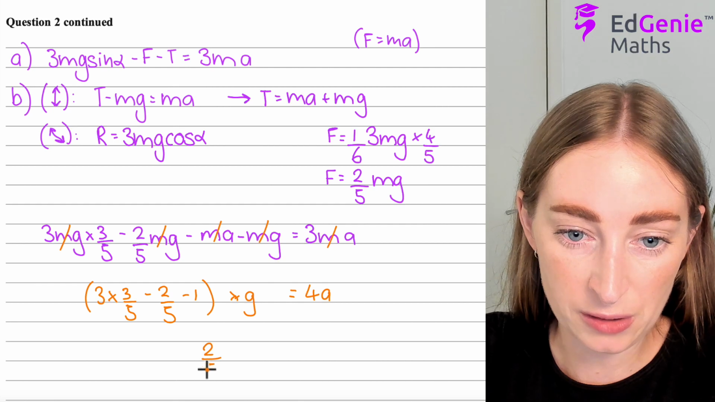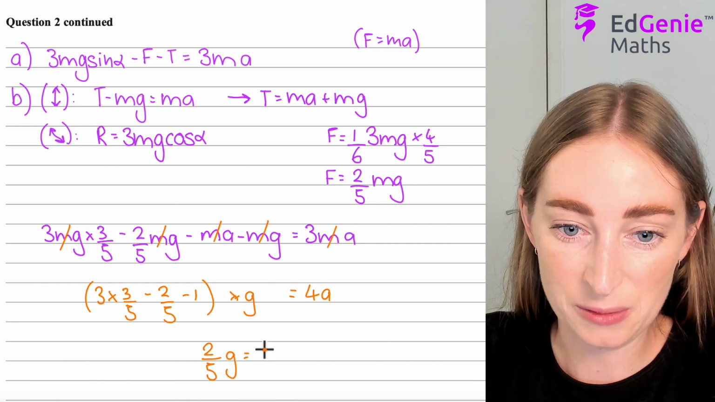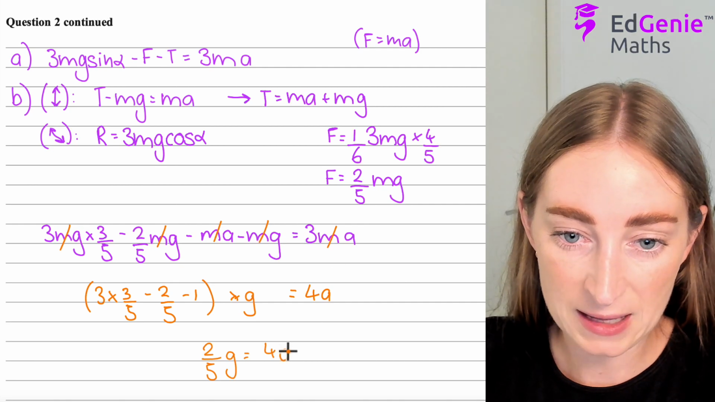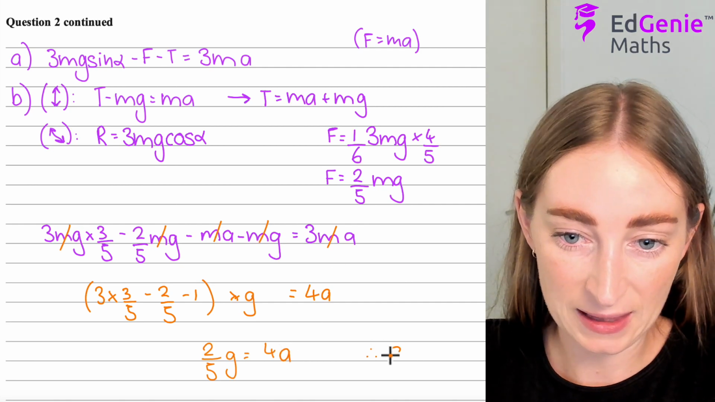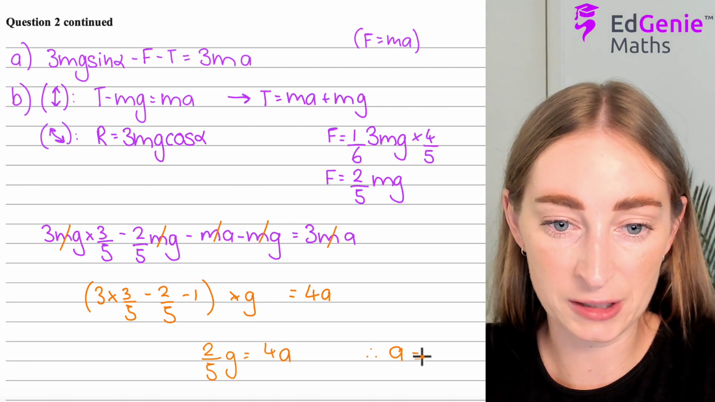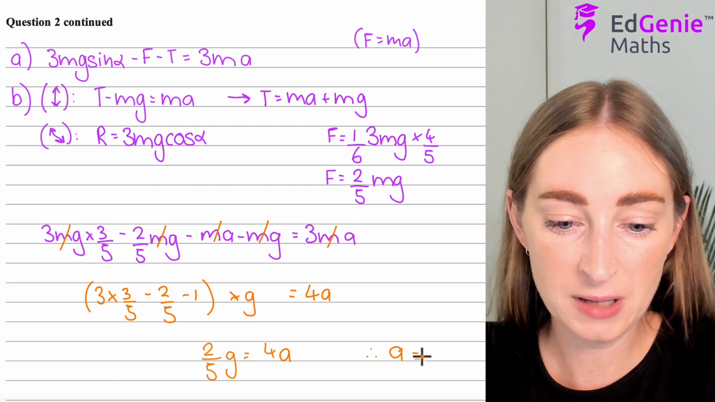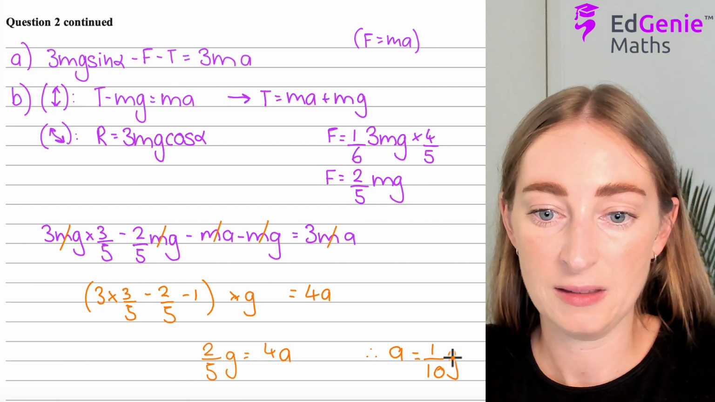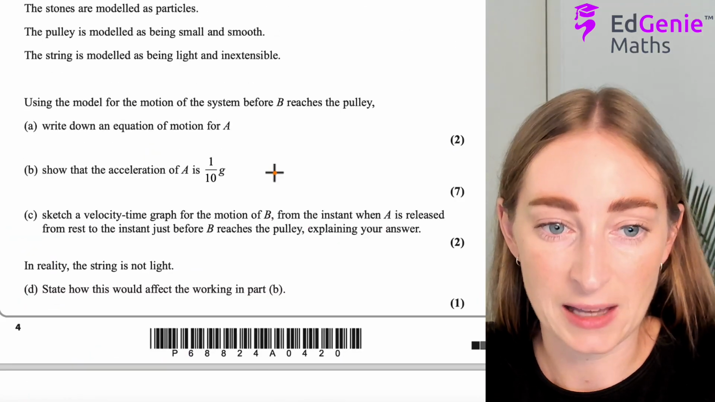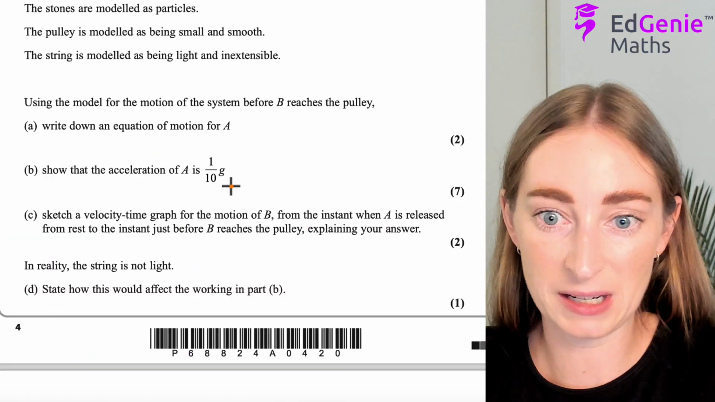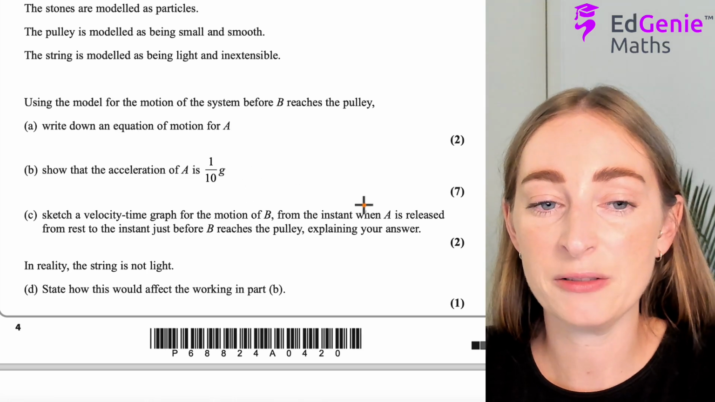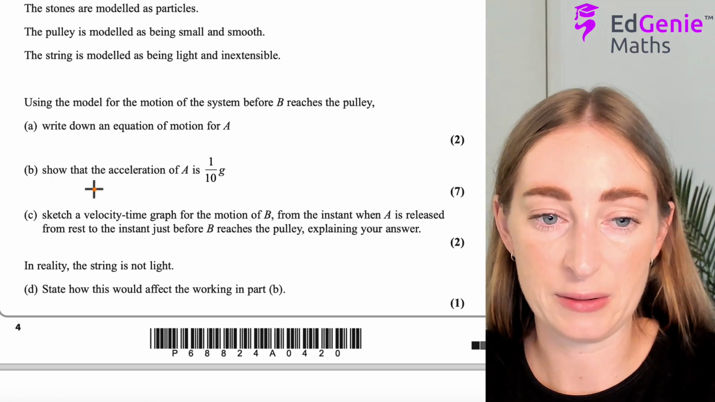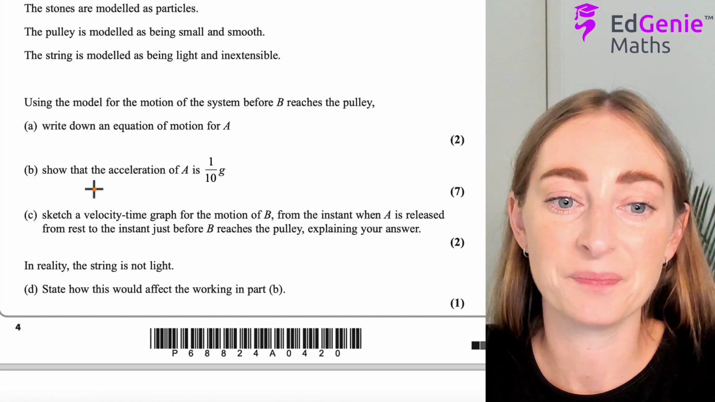So we've got 2/5 g equals 4a. So a is going to be, if I do 2/5 divided by 4, 1/10 g. And that's what we were trying to show. So we've done it, we've got the 7 marks. Just be careful though, because this is a show that question, we did need to write everything out in full, which we did do, so that's great.